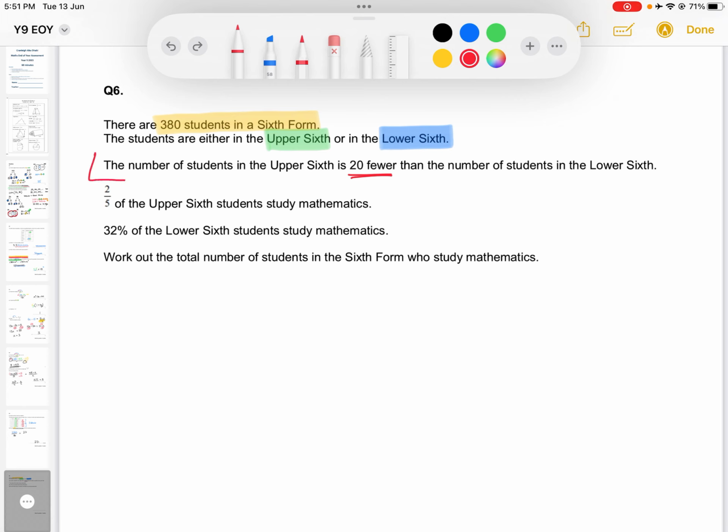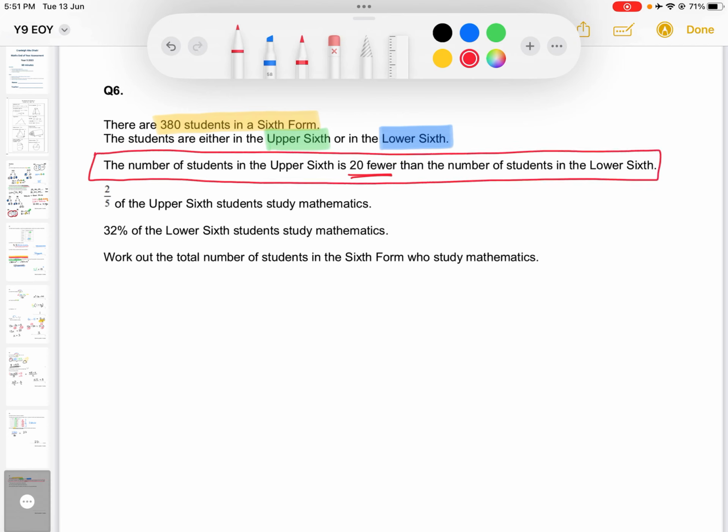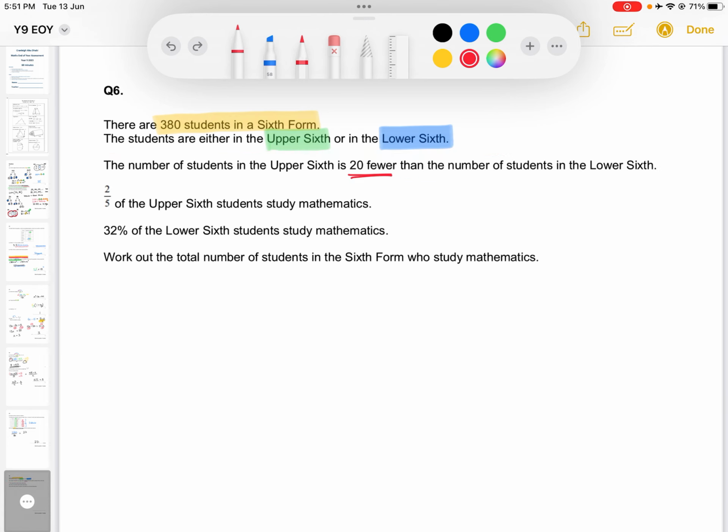First thing we need to deal with is figuring out how many students there are in the lower sixth and how many students there are in the upper sixth. Now there's two main ways of doing this that jump into my head. The upper sixth being 20 fewer than the other means they're quite close together in size. So us having this 380 students, we could just divide that by 2 to at least give us a number that's going to be roughly close to the amount that's in either of them.